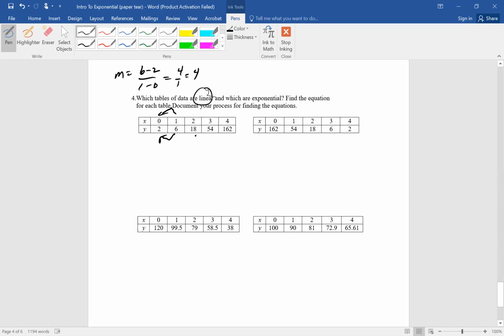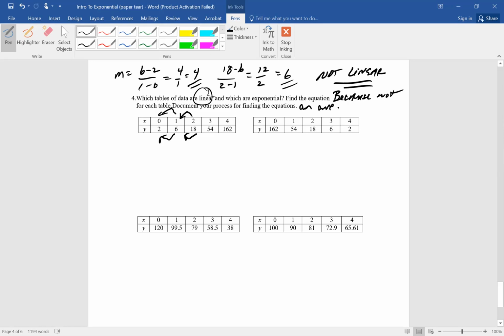And then I can test the next pair of points. 18 minus 6 over 2 minus 1. And that's going to give me 12 over 2, or 6. Now this is different than this. So that means it's not linear. And on an exam, I'll ask you if it's linear or not and how come. And in this case, it's not linear because there's not a constant average rate of change. A little triangle means change for me.